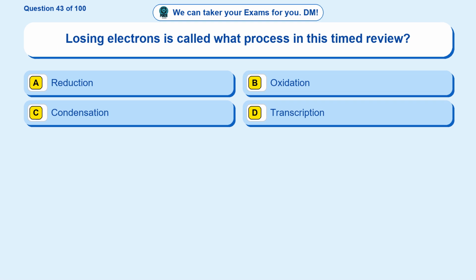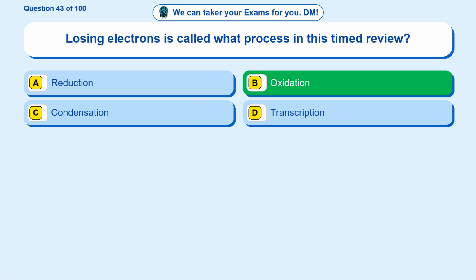Question 43. Losing electrons is called what process in this timed review? Option A, reduction. Option B, oxidation. Option C, condensation. Option D, transcription.